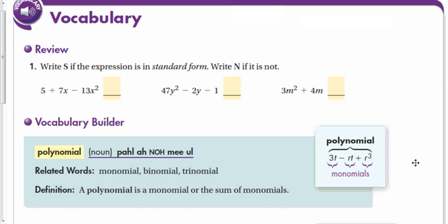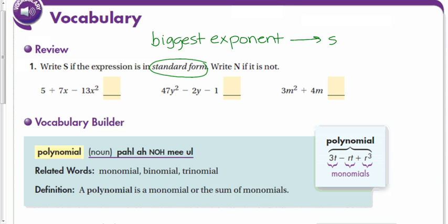In this video, we're going to look at a quick review of some polynomial vocabulary that you should have learned in the past. Starting at the top, we've got a review. It says write S if the expression is in standard form, write N if it is not. We have to remember what standard form means, and that means we start from the biggest exponent and work our way down to the smallest. And we also have to combine like terms if we have any.